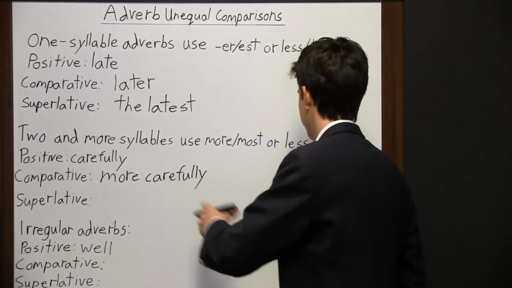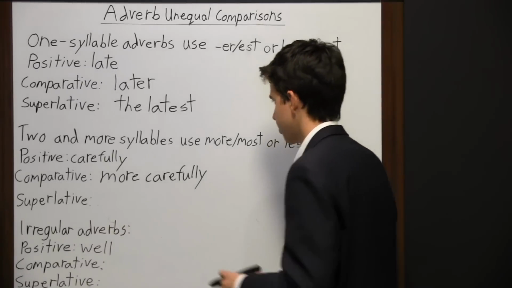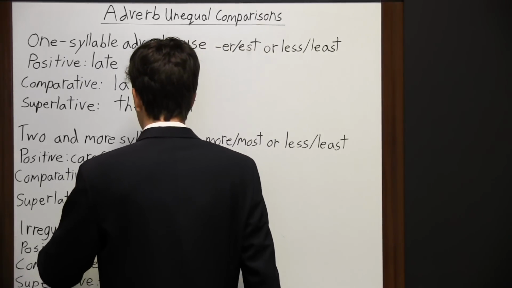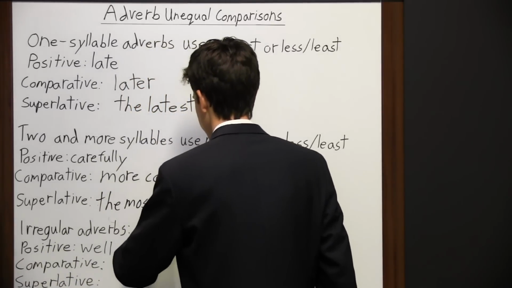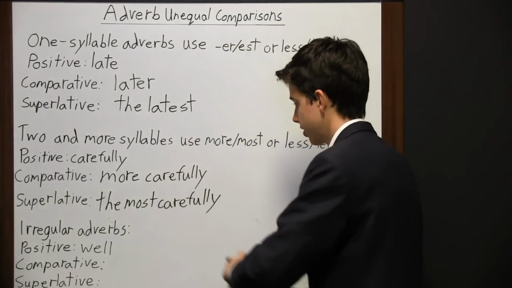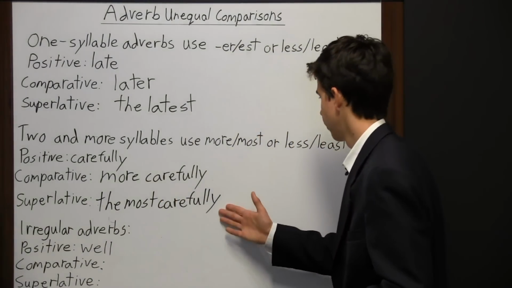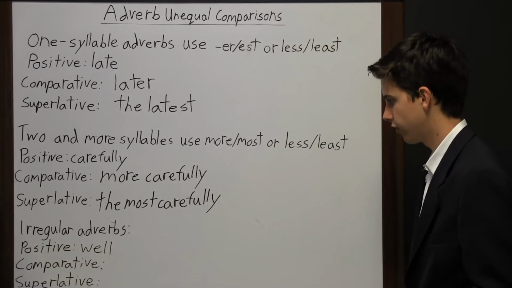And you could also say that one person did it less carefully, depending on how you want to look at it. And then also with the superlative form, if you have three or more, you would refer to one person as doing it the most carefully. And then you can refer to the person who wasn't very careful as doing something the least carefully.